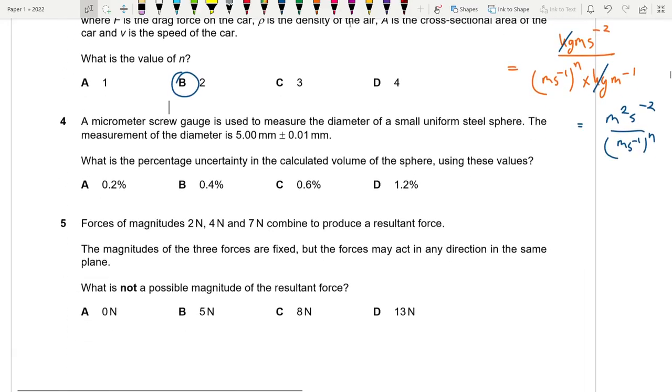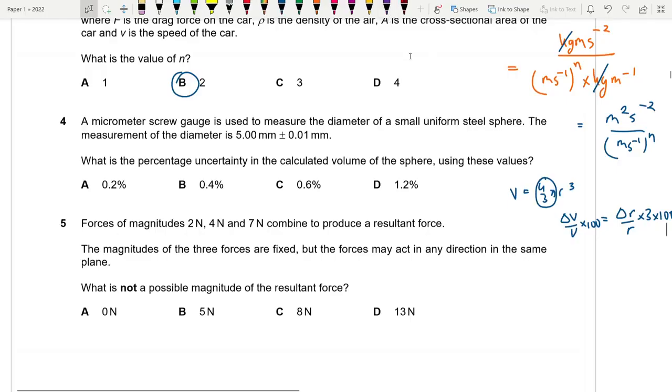4. A micrometer screw gauge is used to measure the diameter of a small uniform steel sphere. The measurement of the diameter is 5 millimeter plus minus 0.01. What is the percentage uncertainty in the calculated volume of the sphere using these values? Okay, so V is equal to 4 by 3 pi r cubed for a sphere. So 4 by 3 pi, those are constants, we're going to ignore them. So del V by V into 100 is equal to del R by R into 3 times 100.